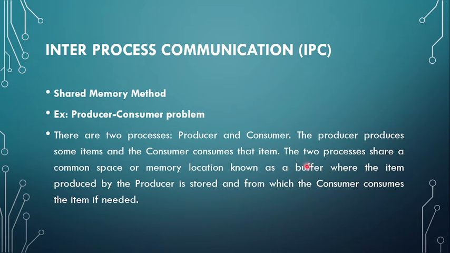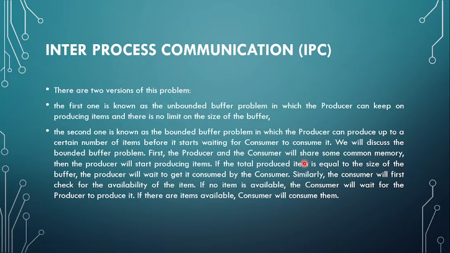Producer produces item in buffer, consumer consumes item from the buffer. There are two versions of this problem. The first one is known as the unbounded buffer problem. Here unbounded means unlimited, in which the producer can keep on producing items and there is no limit on the size of the buffer. The second one is the bounded buffer problem, in which the producer can produce up to a certain number of items before it starts waiting for the consumer to consume them.